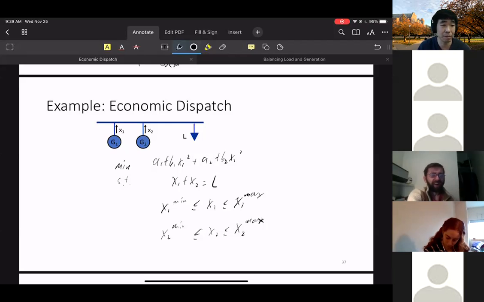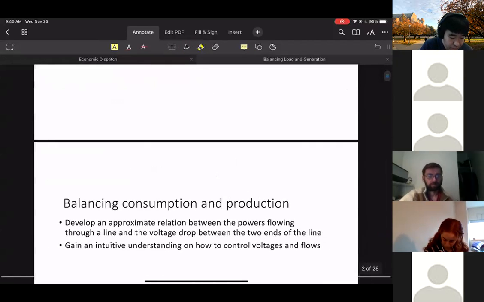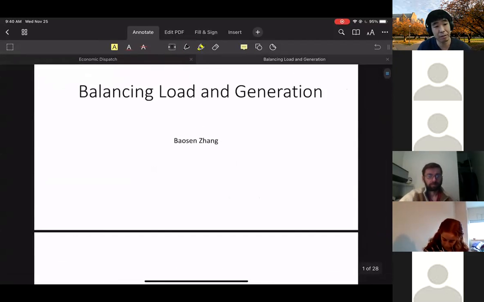Today we'll cover a little bit of a less technical topic. We'll switch gears. We'll cover topics of balancing load and generation. We'll come back to the optimization with inequality constraint later. We'll come back to this optimization problem later. Today we'll look at balancing generation and load.